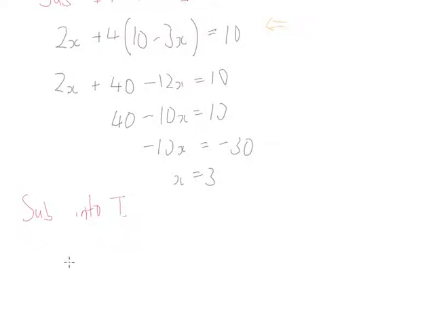Going into equation 1, what was it again? Was it 3x, I think it was? It was 3x, so 3 times 3 plus y equals 10. It's a plus in there. So 9 plus y equals 10, y equals 1.